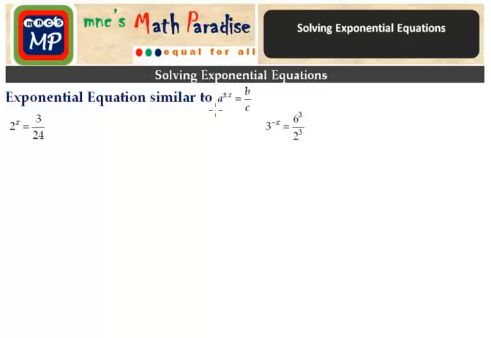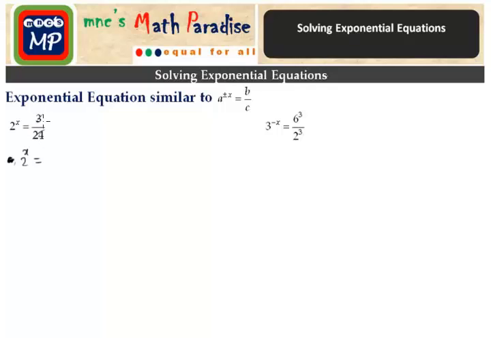Now we will solve exponential equations where on the left hand side the base is a whole number and the power is either plus or minus x, but on the right hand side there will be a fraction value. So let us do these two examples. In the first example, 2 to the power x equals 3 divided by 24.